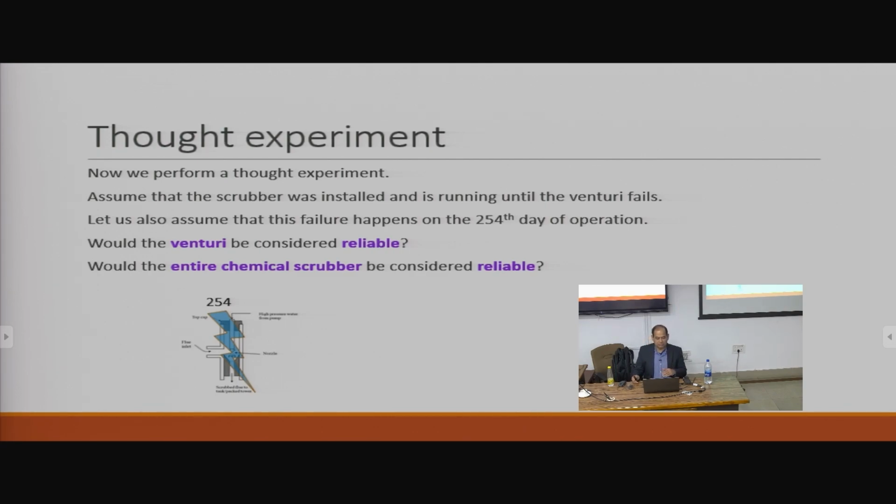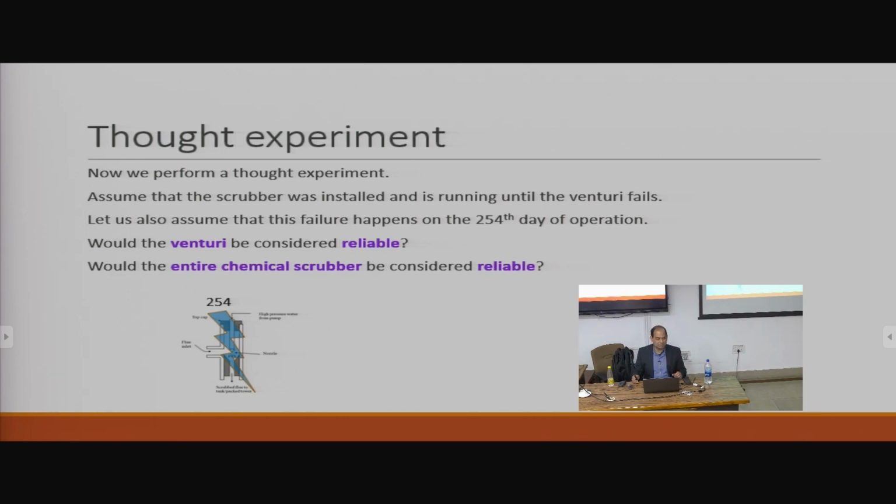Right, so there's two different questions here. One is, would you say that that component is reliable, and is the entire system reliable? Of course, if the component failure leads to system failure, you might say it's not reliable. But at the same time, you have different expectations from components and system. A system can fail in many different ways, okay? So if nothing else failed and only the Venturi failed, you might say the system is generally reliable.